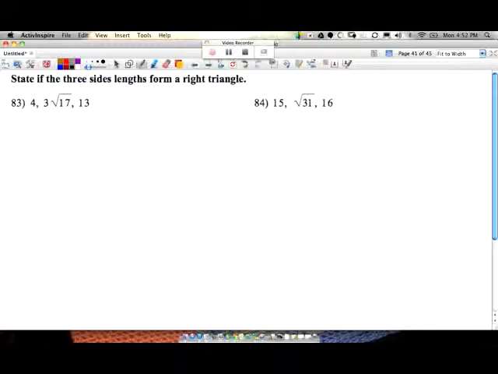Okay, let's keep moving here. We're looking at number 83. State if the three side lengths form a right triangle. Okay, for it to be a right triangle means that the leg squared plus the leg squared equals the hypotenuse squared. So here's what you got to really think about.